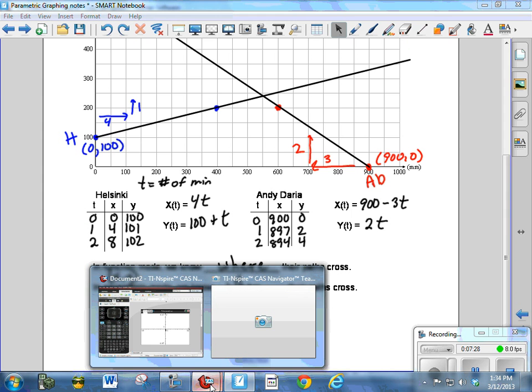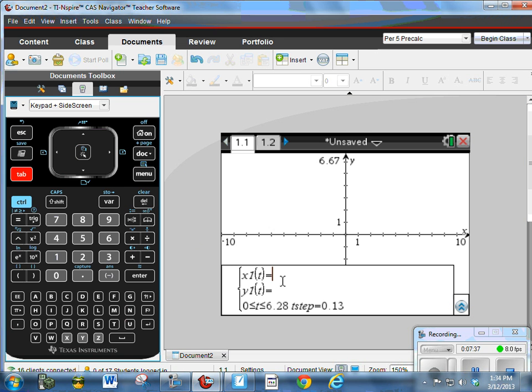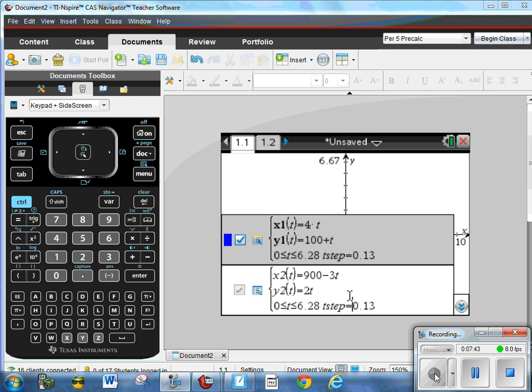So if we go to the calculator here and put in these equations, I'm going to put them on the same grid. So I'm going to push tab here, and I'm going to type in the equations. I'm going to pause for a minute, type in the equations, and come back to not waste your time. Now if you look here, I've put in for x1 and y1 the Helsinki and then the Antidaria for the x2 and y2. And if you're in x1, y1 and you just tab up, it'll lower the next one down. You can put in all the equations.